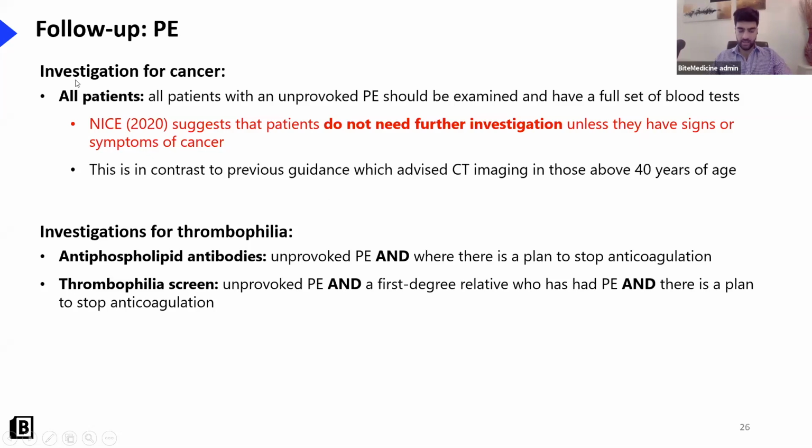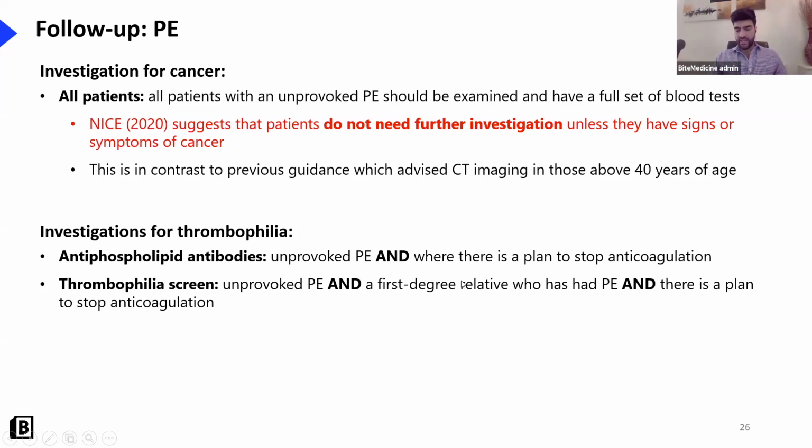So that's for cancer. For thrombophilia, so these are your hereditary conditions which increase your risk of clotting. You can check antiphospholipid antibodies if they've had an unprovoked PE and where there is a plan to stop anticoagulation. You can do a thrombophilia screen looking for things like factor V Leiden, protein C, protein S deficiency, if there's an unprovoked PE and a first-degree relative who's had a PE and there is a plan to stop anticoagulation.